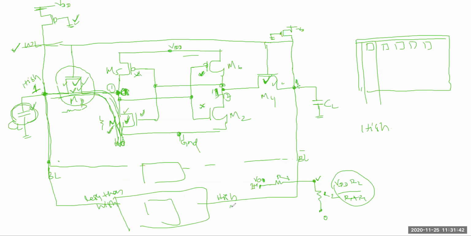Suppose this is 5 volts, so it will get, suppose, 4.7 volts, or 4.5 volts, like that. So overall you will get a 0.5 volt difference. That 0.5 volt will be amplified and it will say that this node was 0. So in this way you can read. Got the point?